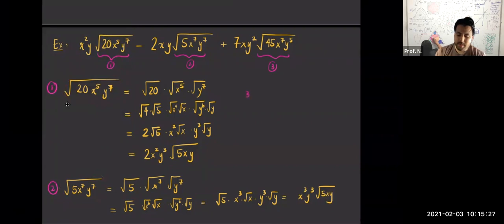And then the last one here is the square root of 45x to the 7th y to the 5th. So then what do I get? The square root of 45. How can I break down the square root of 45?